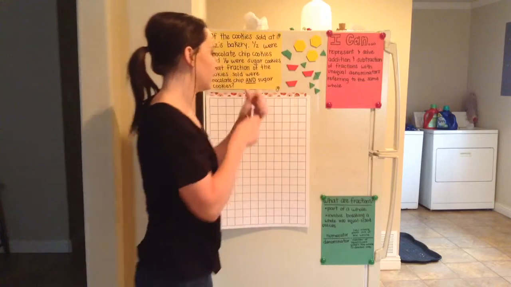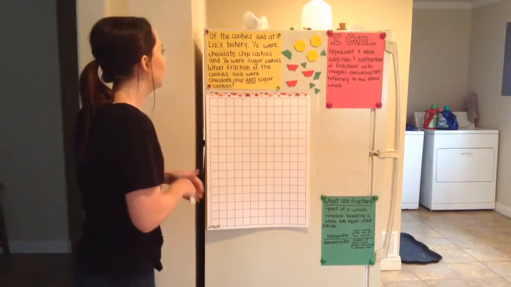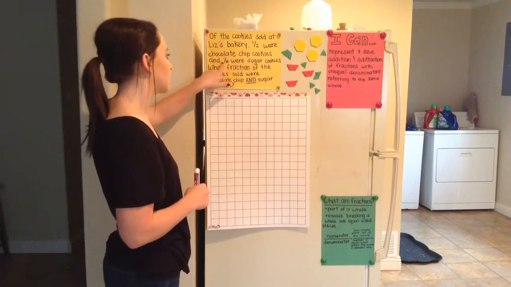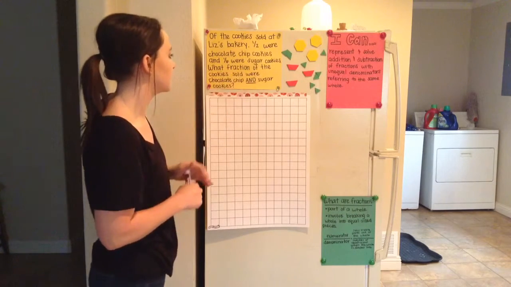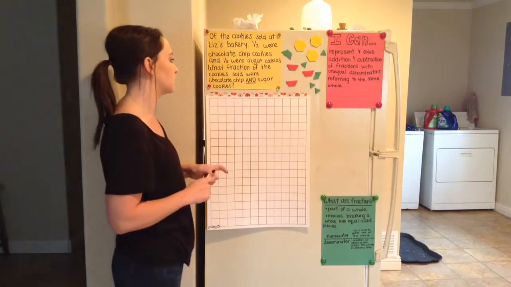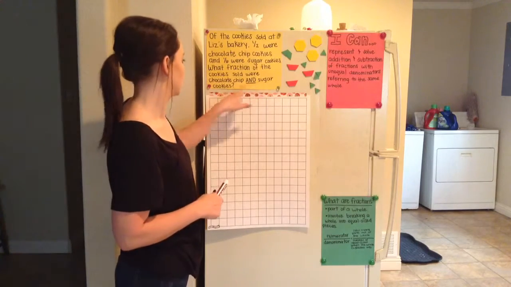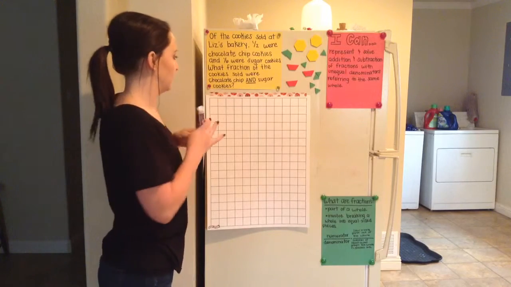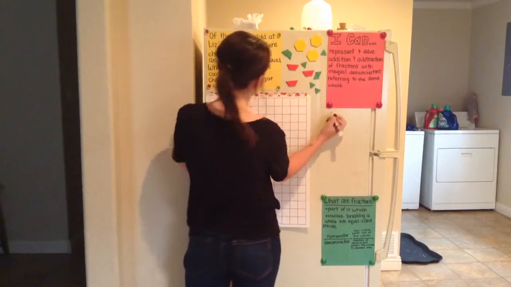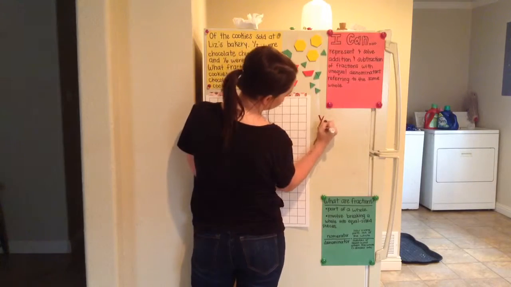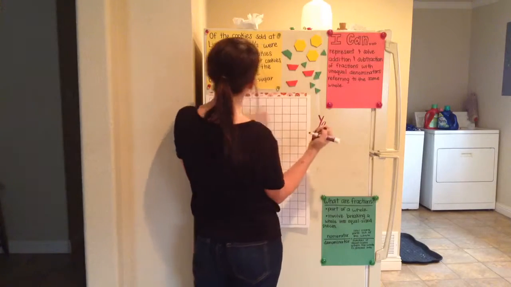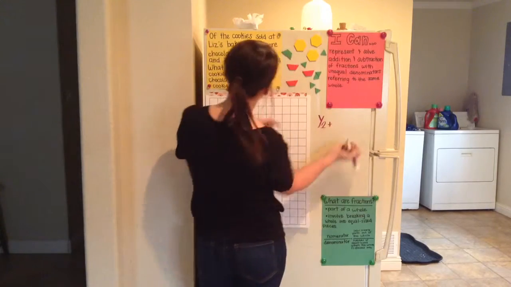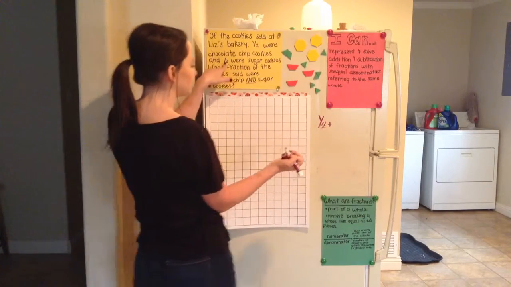So let's go back up to our question and read it again. Of the cookies sold at Liz's Bakery, half were chocolate chip cookies and 1/6 were sugar cookies. What fraction of the cookies sold were chocolate chip and sugar cookies? So let's think back. What were they asking us again? Yes, they're asking us to add our number of chocolate chip cookies, which we know is 1/2, with our number of sugar cookies, which we know is 1/6.